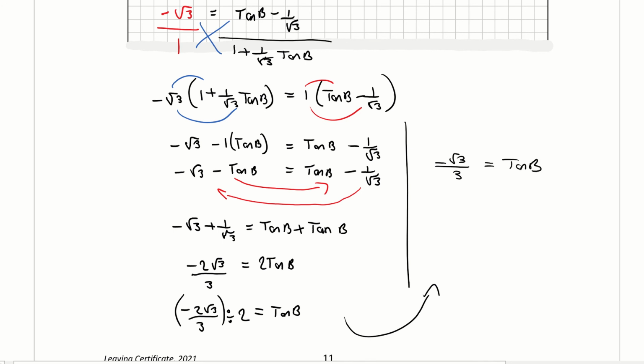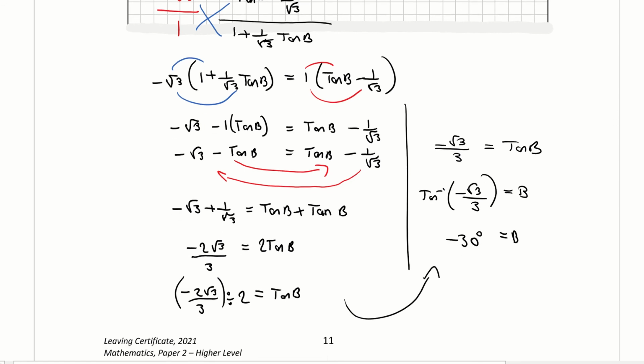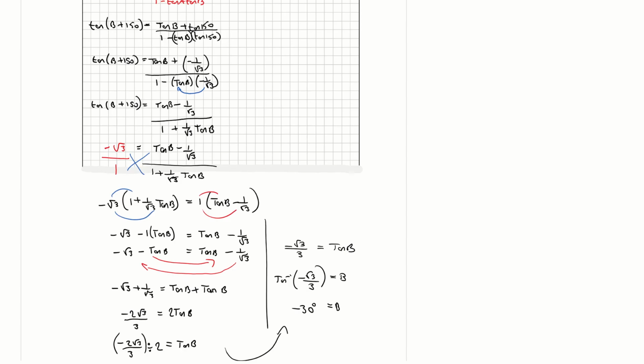I'm looking for the value of b, so I get tan inverse of minus root 3 over 3, which is giving me b is equal to minus 30 degrees. Now, if we scroll back up to the top of this question, it wants the values of b between 0 degrees and 360 degrees. So we need to focus in on that part now for a second. So let's just zoom out a little bit.